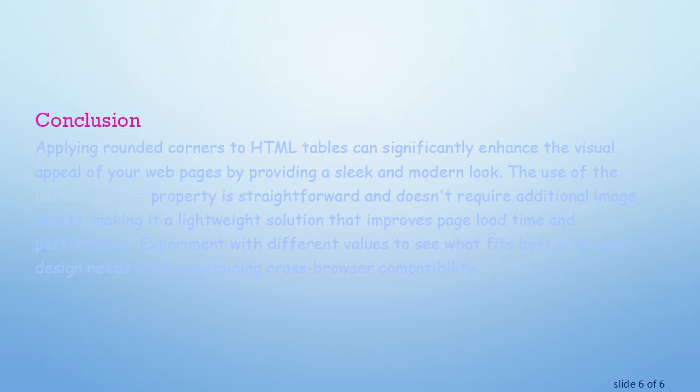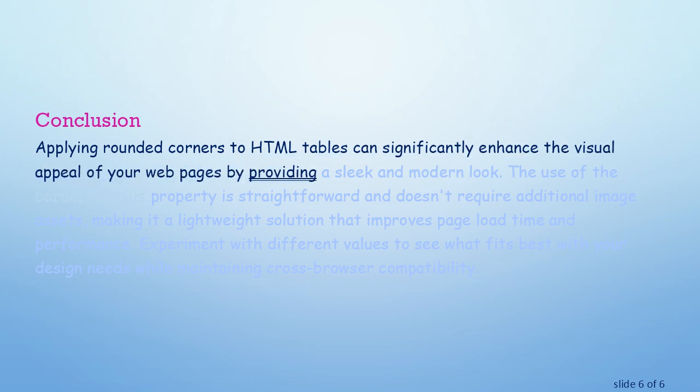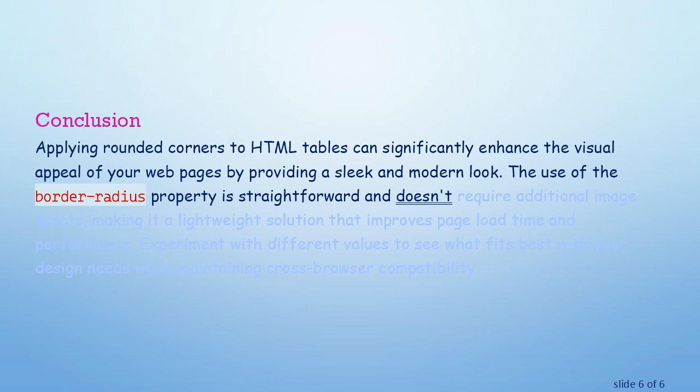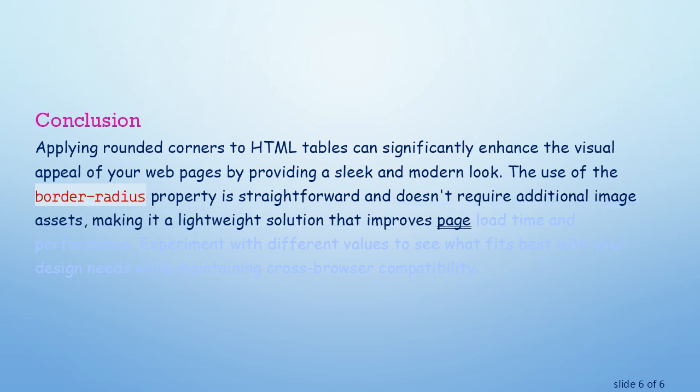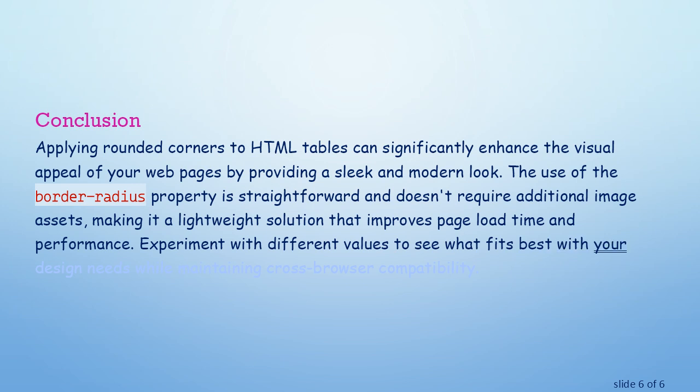Conclusion. Applying rounded corners to HTML tables can significantly enhance the visual appeal of your web pages by providing a sleek and modern look. The use of the border radius property is straightforward and doesn't require additional image assets, making it a lightweight solution that improves page load time and performance. Experiment with different values to see what fits best with your design needs while maintaining cross-browser compatibility.